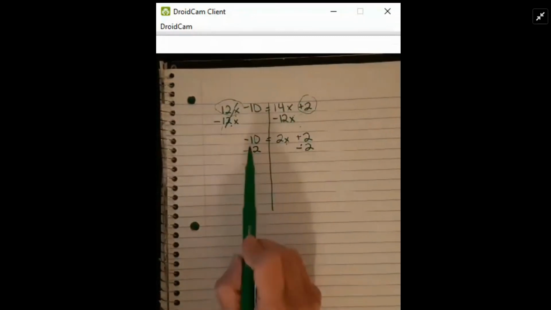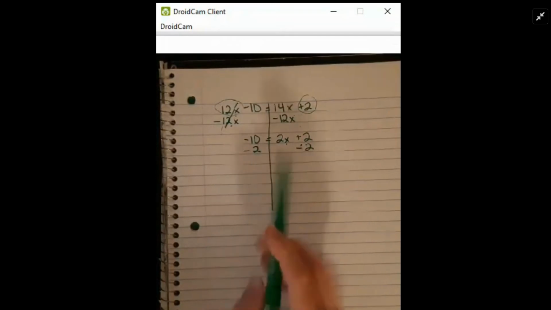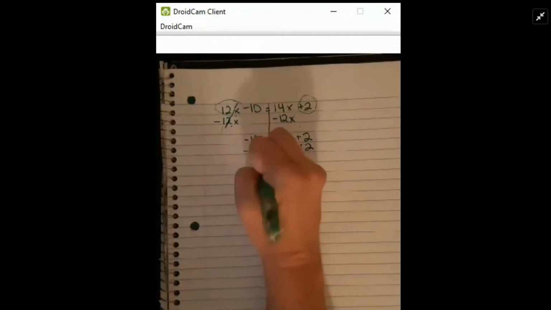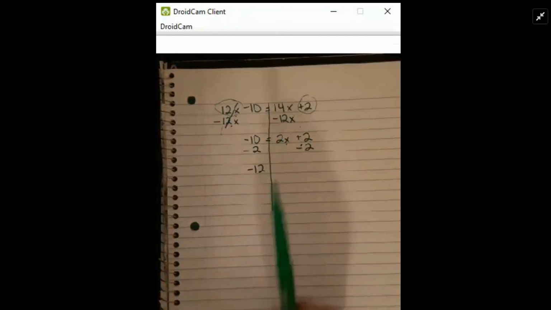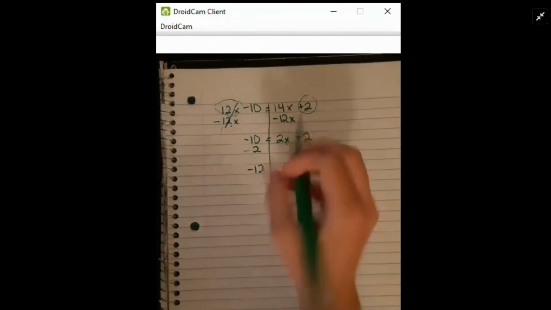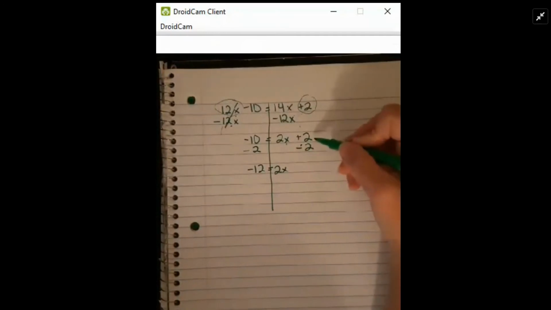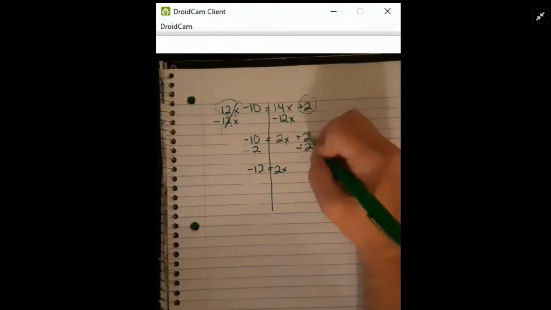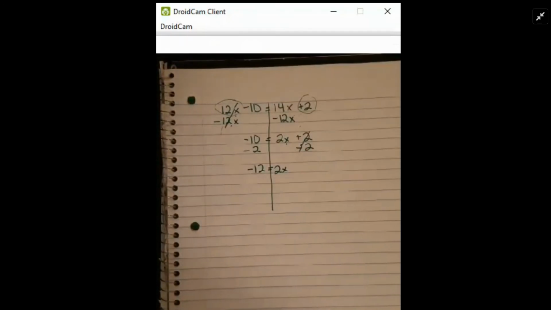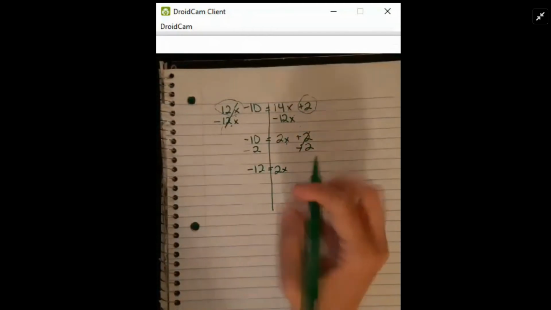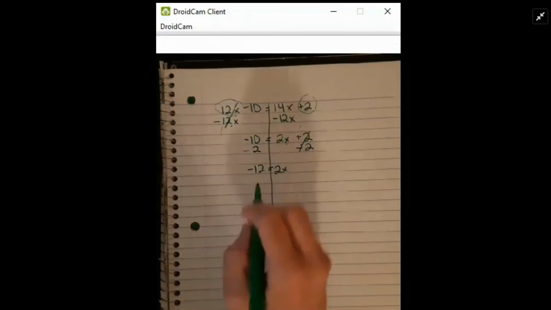So we have minus 10 and minus 2, so that's going to be minus 12, right? On the other side, we have 2x's, and then we have plus 2 and a minus 2, which is 0. Those are gone. Plus 2 minus 2 is 0. Now we're down to 2x equals negative 12.